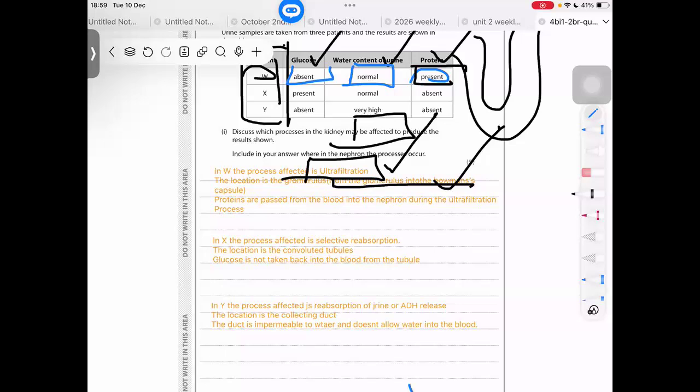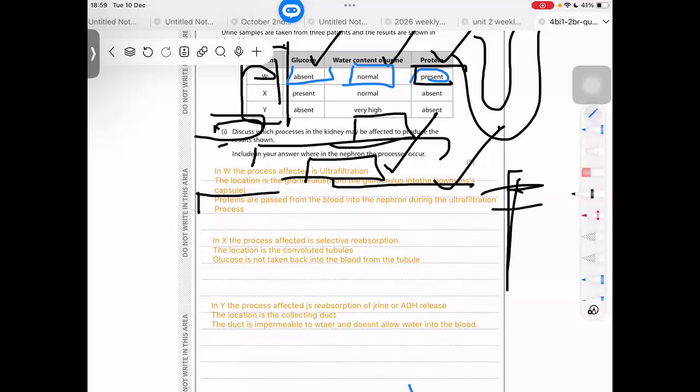Yes, it's better to explain as well, because they're saying discuss, right? It's better to explain this rather than just writing the process and the location. Even though they have asked for the location and the process, it's better to explain a bit, since they're using the word discuss. If you take any Cambridge syllabus, you can see they give this word discuss, the word describe, right? So depending on those, the answers would be a bit different.